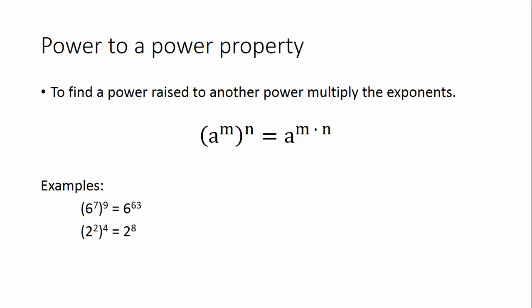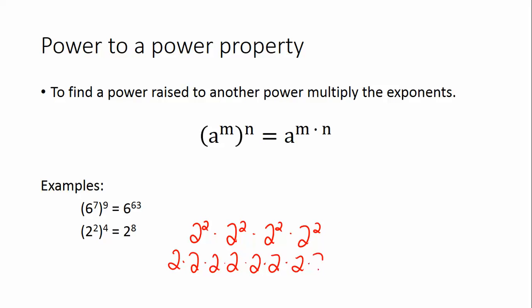And I'll show you in this example why this works. So remember that 2 squared being raised to the 4th power means that there are 4 2 squareds. Well, 2 squared is 2 times 2. So all of the 2 squareds become 2 times 2. And now if you add up the 2's, there are 8 of them, so 2 to the 8th power.